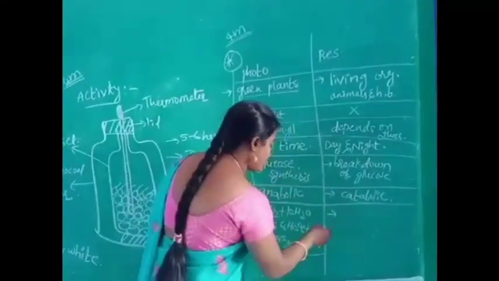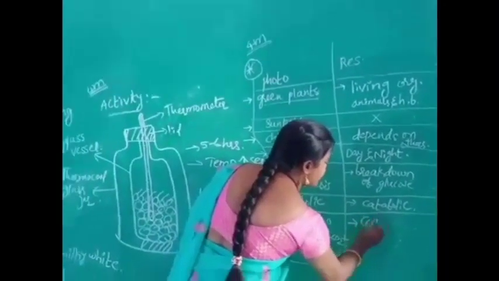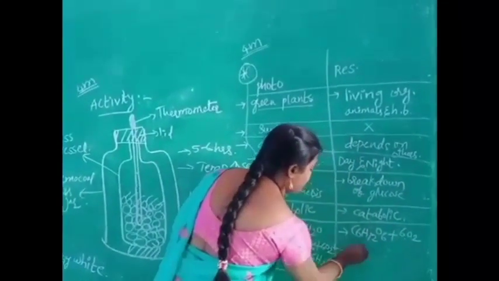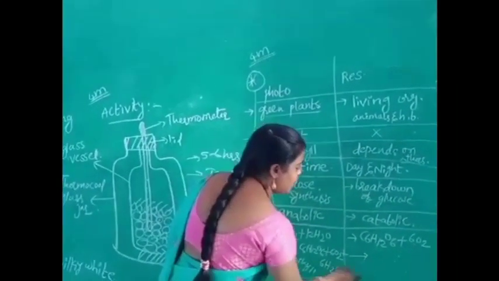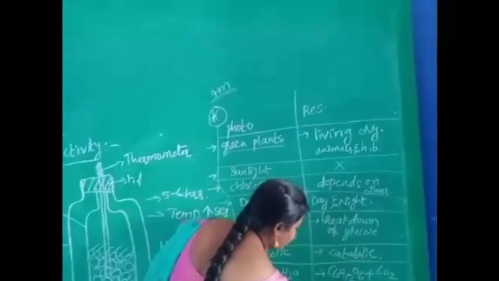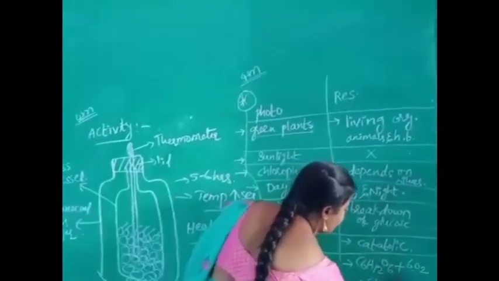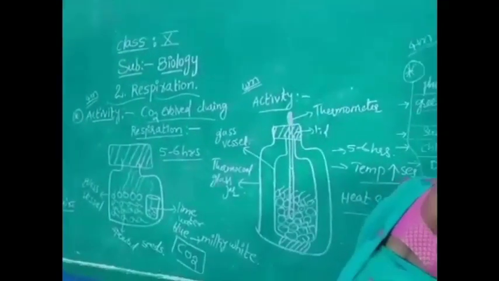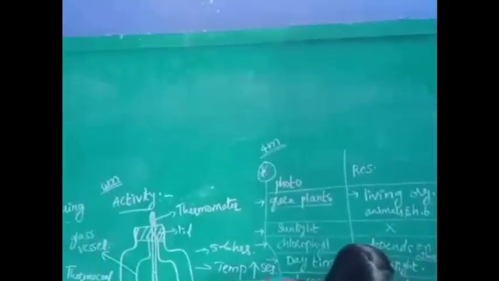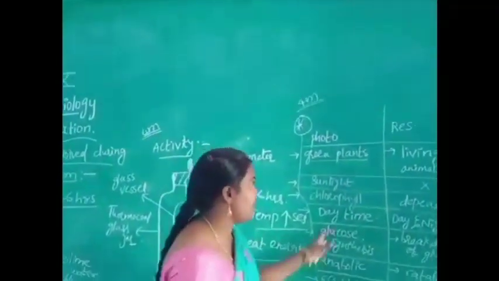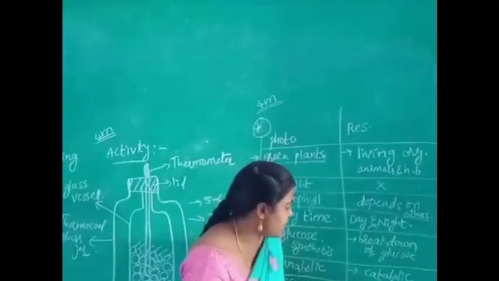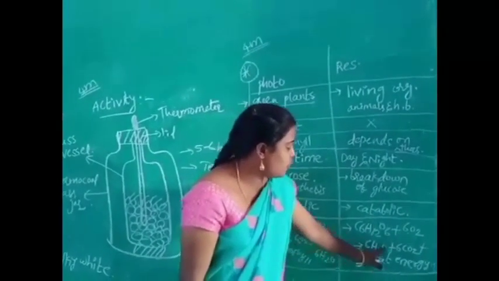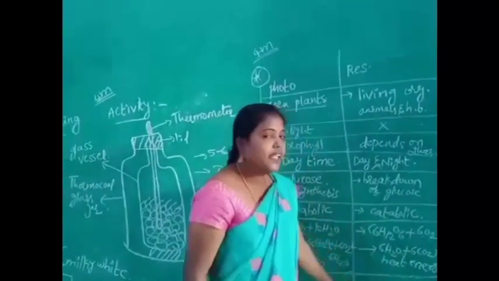Here the chemical reaction for respiration is C6H12O6 plus 6O2, which gives rise to 6H2O plus 6CO2 plus heat energy. What is the chemical reaction for the respiration process? C6H12O6 plus 6O2 gives 6H2O plus 6CO2 plus heat energy.